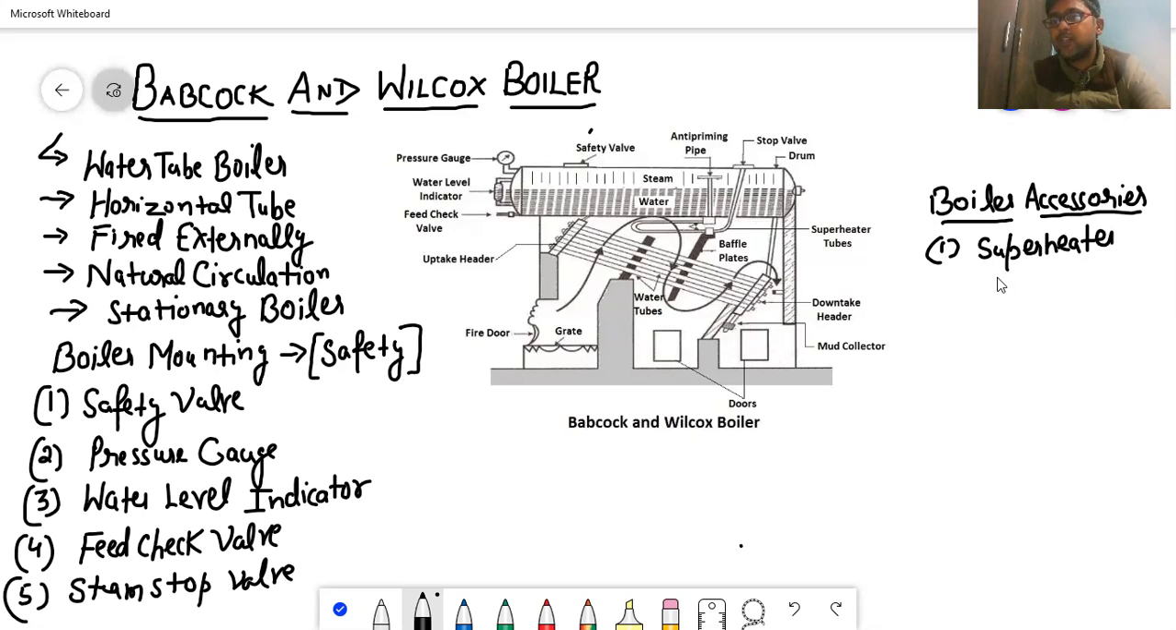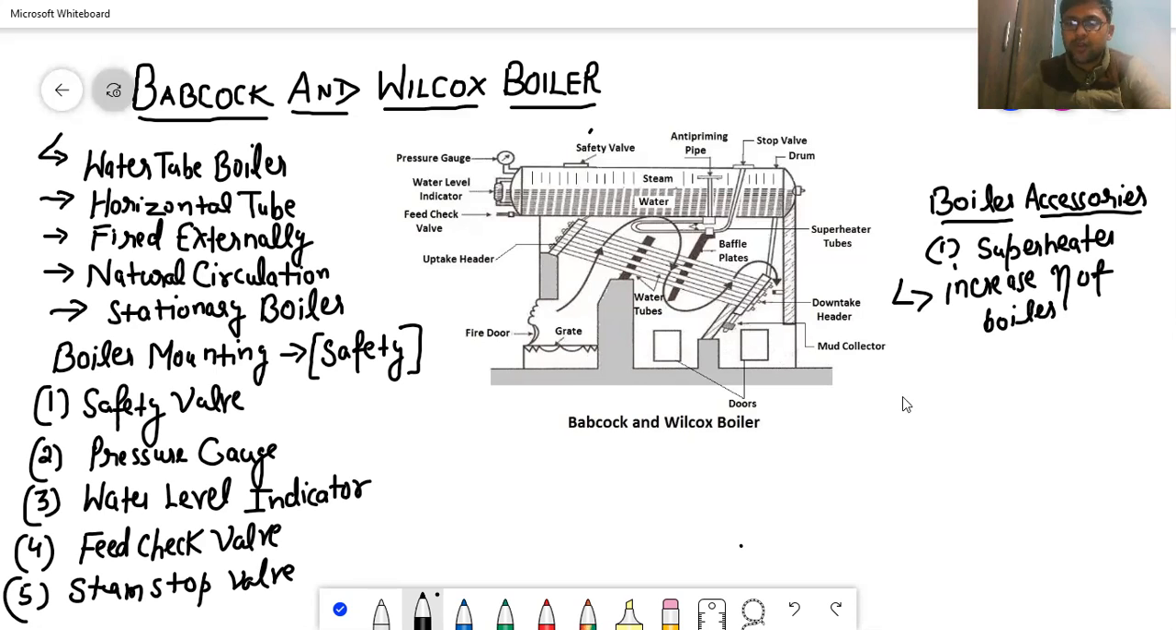Okay, the superheater is one of the accessories that we use here, and it is always used to increase and improve the efficiency of the boiler. Increase efficiency of the boiler. So this is the main use of the boiler accessories that we have.